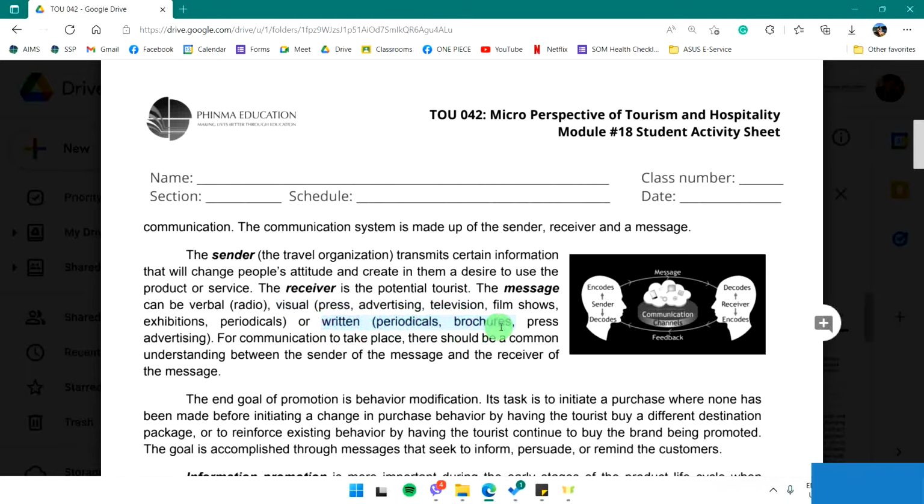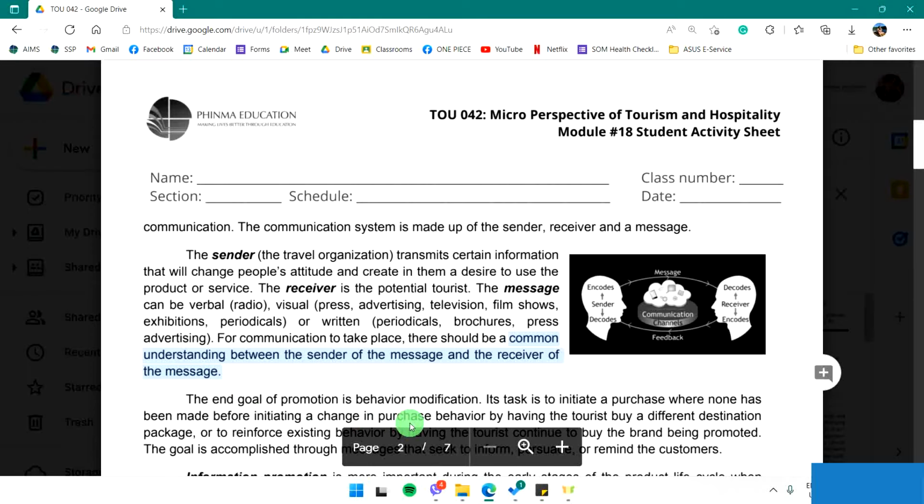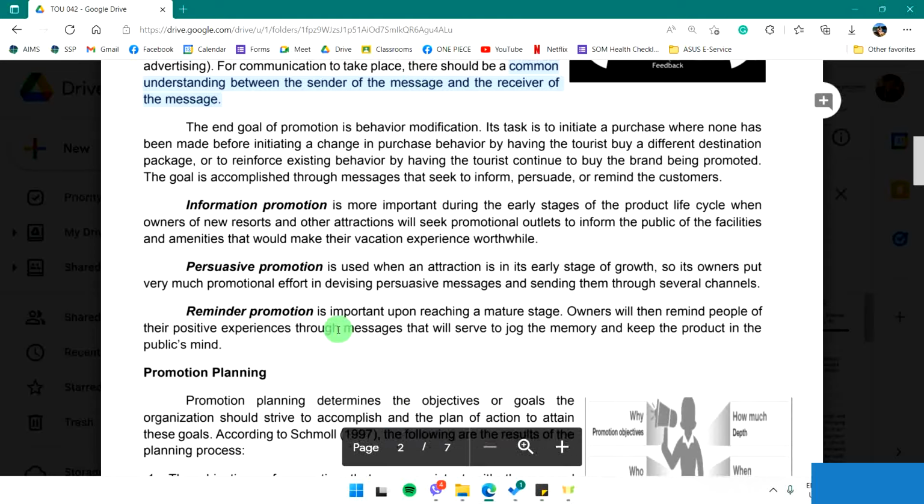For communication to take place, there should be a common understanding between the sender of the message and the receiver of the message. Ano po ibig sabihin ng common understanding? The receiver of the message should know the purpose of the message. Ano nga ba yung dahilan kung bakit ako binibentahan ng produkto? And the sender of the message should also understand who is the receiver. Sino nga po ba ang makakatanggap ng aking message? More on that later on as we tackle this module.